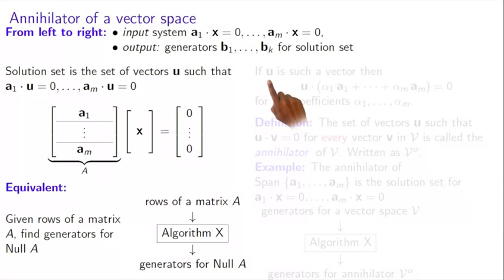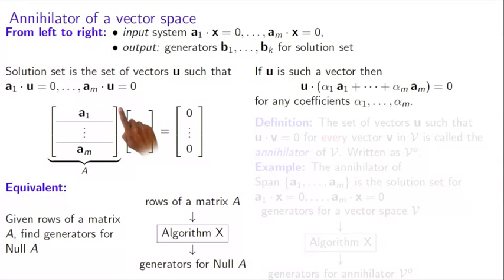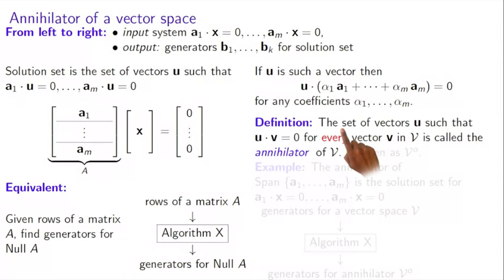Now, if u is a vector in the null space, that is, if u has a zero dot product with every row, then u also has a zero dot product with every linear combination of the rows. This motivates a new concept, the annihilator of a vector space. For a vector space V, the annihilator of V is the set of vectors u such that u has a zero dot product with every vector in V.